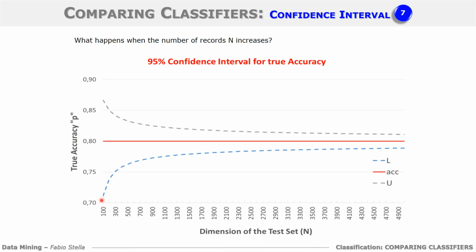However, it can be seen from this picture that while the amplitude of the confidence interval reduced rapidly when we increase the dimension of the test dataset from 100 to 300 to 500 to 700 and to 900, the amplitude will shrink always less when we increase further the dimension of the test dataset. This is due to the fact that the amplitude of the confidence interval is proportional to the square root of the cardinality of the test dataset.